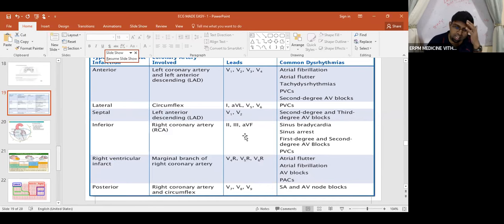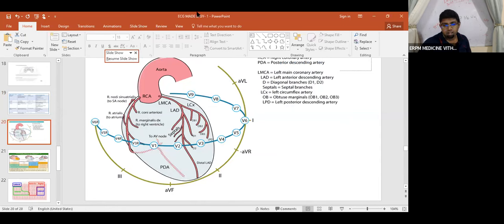Lead 2, 3, AVF looks at the inferior surface of the heart. What is the blood supply to the inferior surface? Right coronary. The right coronary is the one which gives the posterior interventricular branch. Okay, clear.